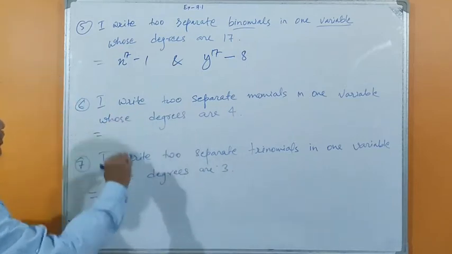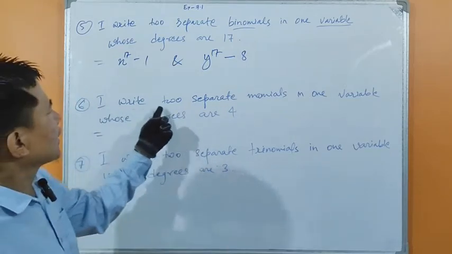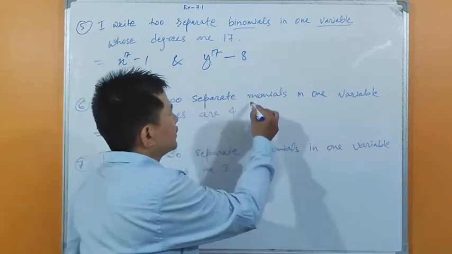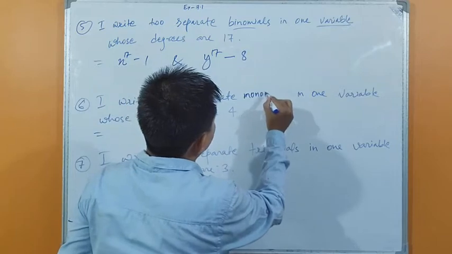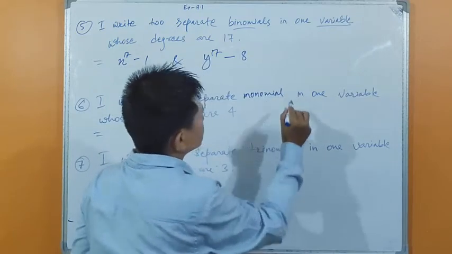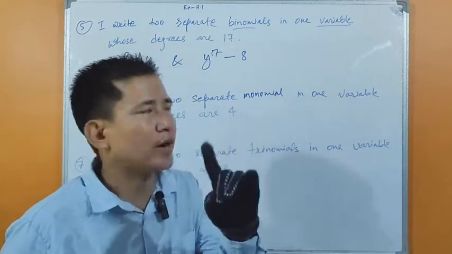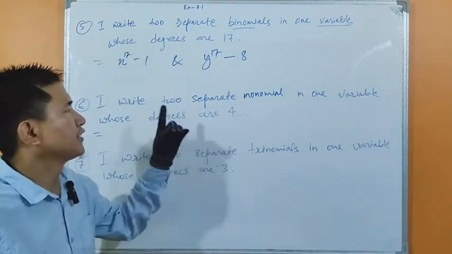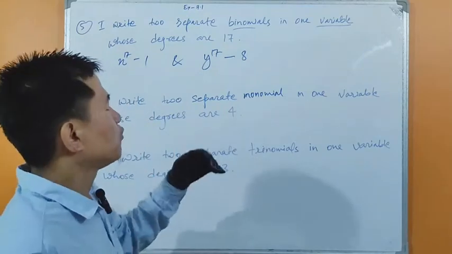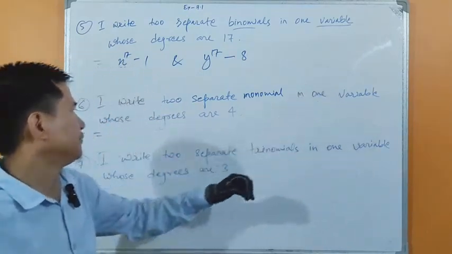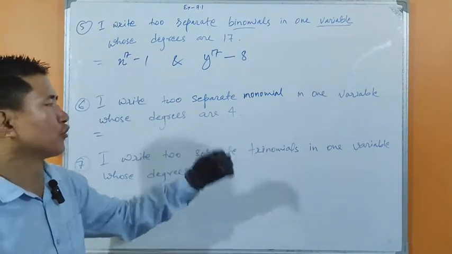Okay, this is another question. Question number 6. Write two separate monomials. We are asked to write monomials. Monomials means the polynomial which has only one term. We are asked to write a monomial in one variable whose degree is 4.